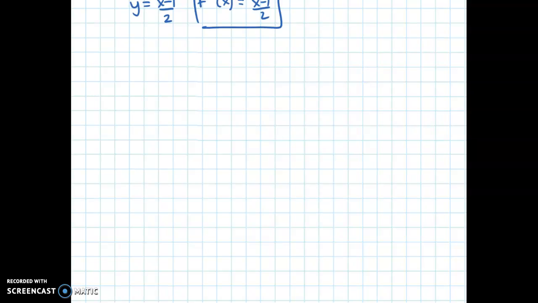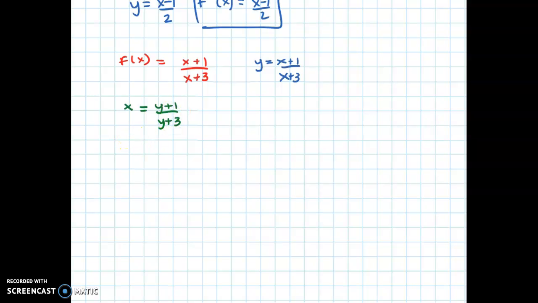Let's talk about a more complicated situation, more than just a line. So what if I had f of x equals x plus 1 over x plus 3? How would I find the inverse of this function? Well, I start off by exchanging my x and y values. So this is now x equals y plus 1 over y plus 3.